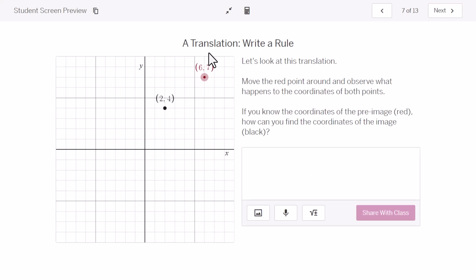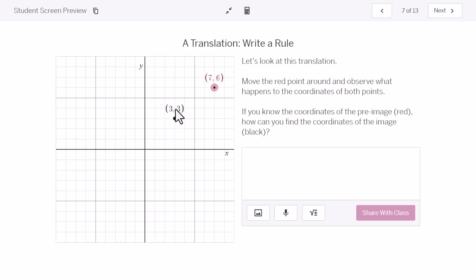All right, let's look at translations. It's not going to be quite so obvious what the pattern is, but let's try it out. We're going to move that red point around and observe what happens to the coordinates of both points. All right, so the red point is my pre-image, my black point is the image. Just scooch them around a little bit. And what I'm noticing as I move from left to right is that when this red number decreases by 1, the black number decreases by 1 as well. So they're moving the same.